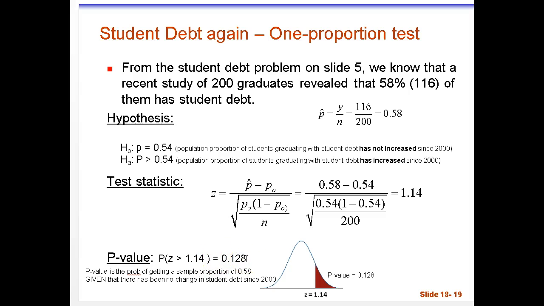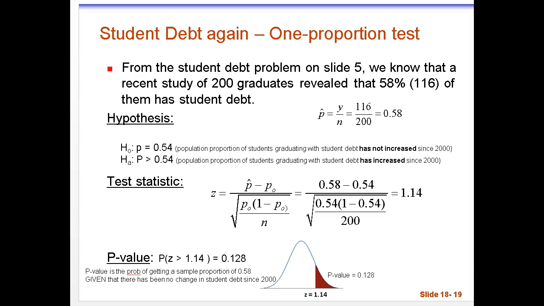So that's one way I could do it, and I think in D2L I've given you tables that give you areas to the right. If you only had a table that gave you area to the left, you'd find all this white area, how much area lies from 1.14 back this way to the left, and you take that value and you would subtract it from 1, and what you would get would be this area of 0.128. Okay, so my p-value is 0.128.